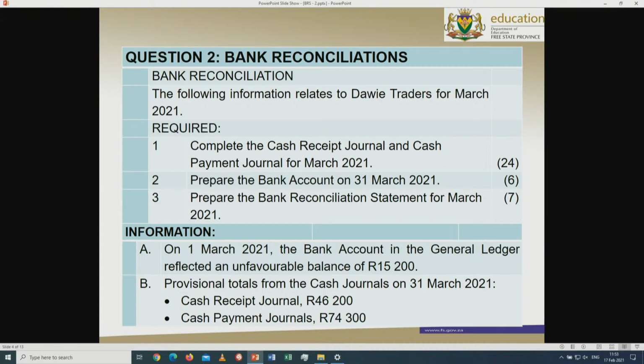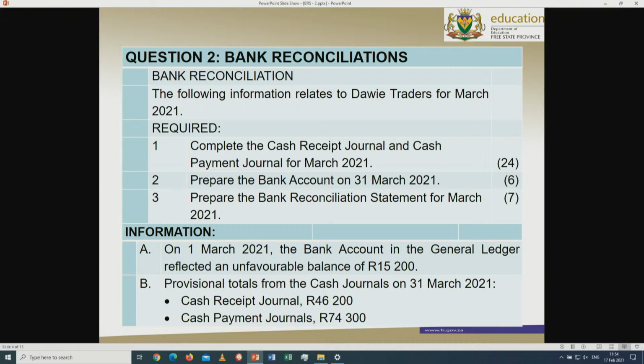Remember, I said unfavorable balance represents bank overdraft. So it means it reflected an overdraft amount. So unfavorable and overdraft is the same thing. In examination, they might use the term unfavorable or the term bank overdraft or overdraft. What does overdraft or unfavorable balance mean? It means as a business at the beginning of the month, 1st of March 2021, we are owing the bank money.